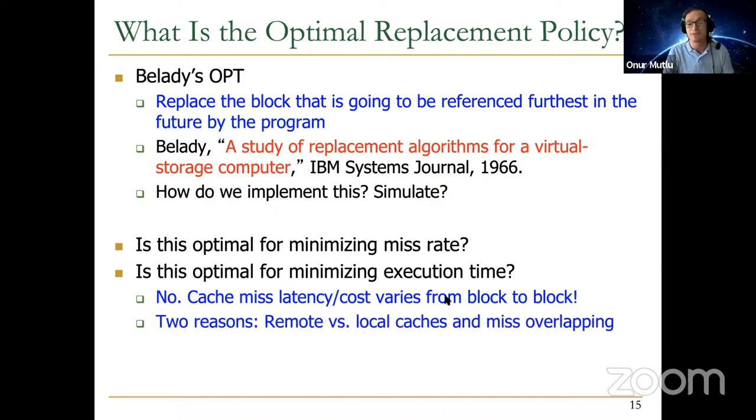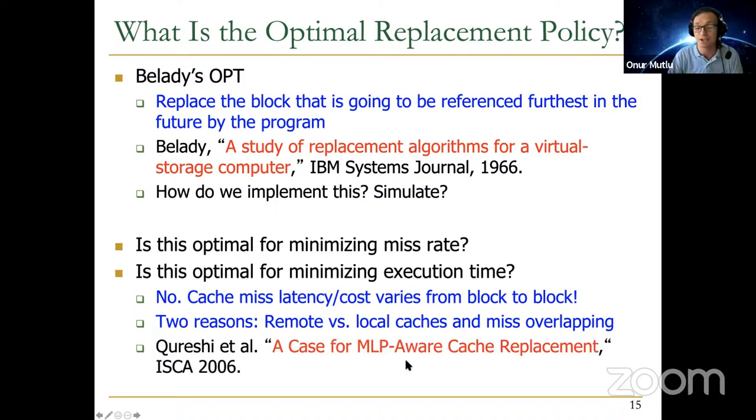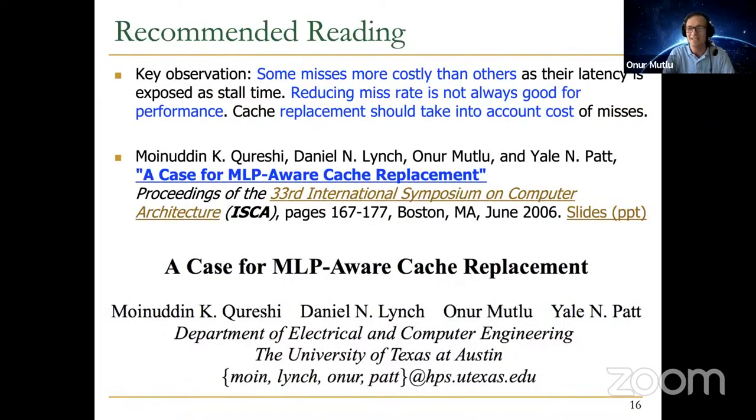And as we discussed, there are multiple reasons for it, but you may actually have remote versus local caches. So one block, you may actually fetch it from the next level of cache. One block, you may have to go to the remote caches. Or there may be overlapping. One block, whenever you fetch it, there's no overlapping, so the latency is not hidden. Another block you fetch, there's a lot of latency overlapping. As a result, the latency of the fetching is hidden, as we have discussed earlier. And these issues are discussed in this paper, which we're going to briefly talk about, and I'm going to recommend you to take a look. So that's the recommended reading. Basically, this paper shows that some misses are more costly than others as their latency is exposed as stall time to the processor. In the end, what matters is whether the processor stalls, right?